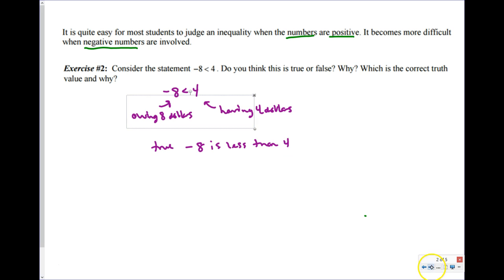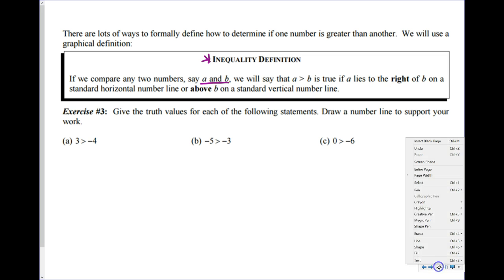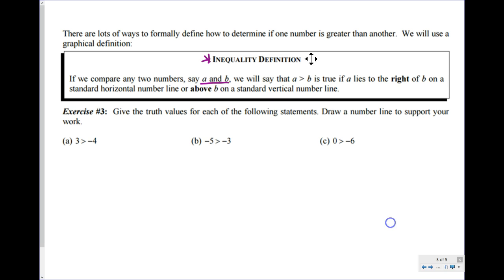Okay? Now, one way we can think about this is thinking about a number line, okay? There are lots of ways to define how one number is greater than another, and we're going to use a graphing definition. So let's take a look at our definition of inequality. If we compare any two numbers, say A and B, so A and B are numbers, okay, we will say that A is greater than B is true if A lies to the right. So another way to say this, in not such complicated terms, is that the bigger number lies on the right of the number line. And I'm going to show you an example of this in the next exercise.